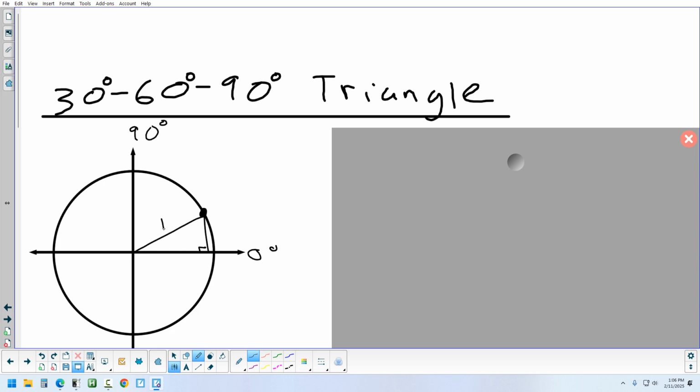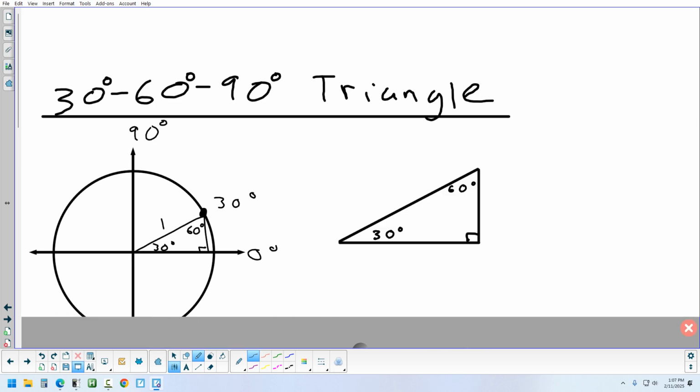Now let's label our angles. This is the 30. The reason it's the 30 is because that's the angle the hypotenuse is at to point at the 30-degree mark on the perimeter. What would this angle at the top be? 60. That's my 60. So I've drawn the same triangle, just a little bigger off to the side.